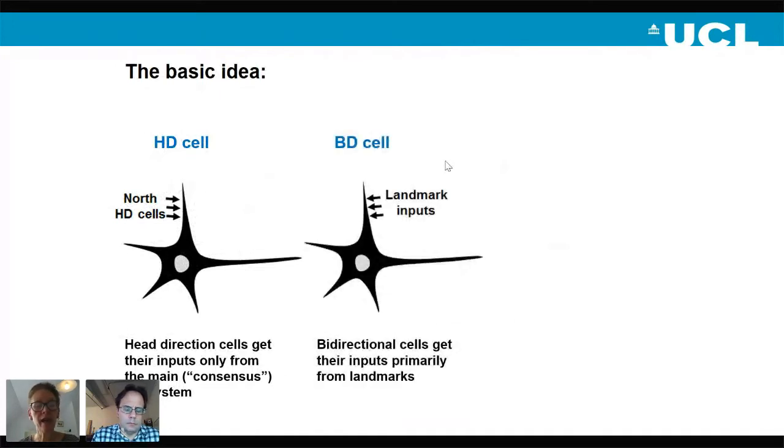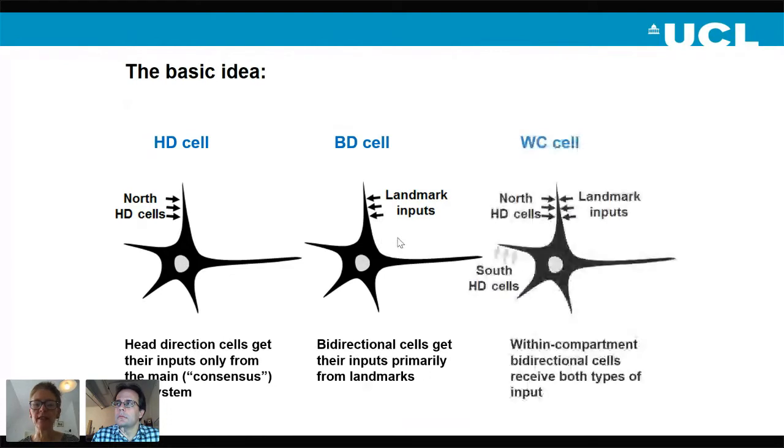A between-compartment bidirectional cell is getting its inputs predominantly from landmarks. So let's say it's a cell that's sensitive to the cue card, for example. When the rat faces the cue card, that cell is strongly driven to fire. So in the lemon compartment, it fires when the rat faces north towards the cue card, and in the vanilla compartment, it fires when the rat faces south, also towards the cue card. So these are landmark-dominated cells.